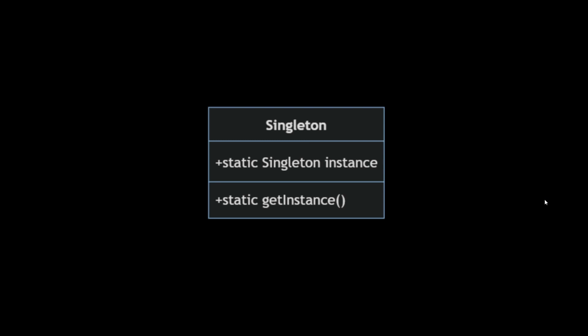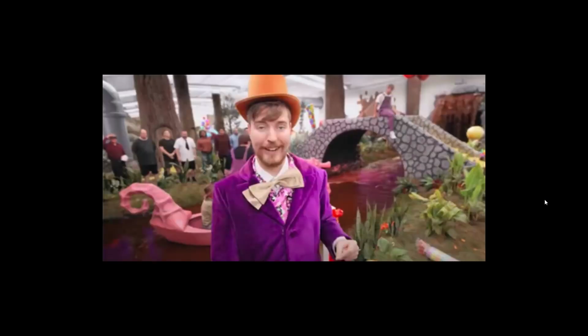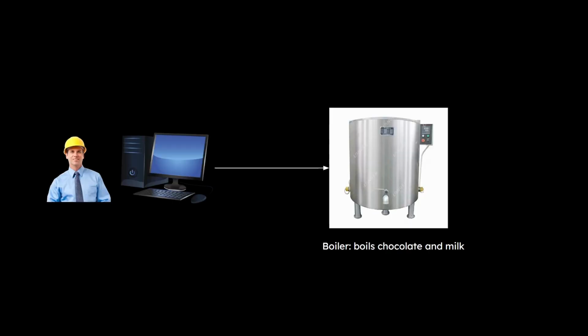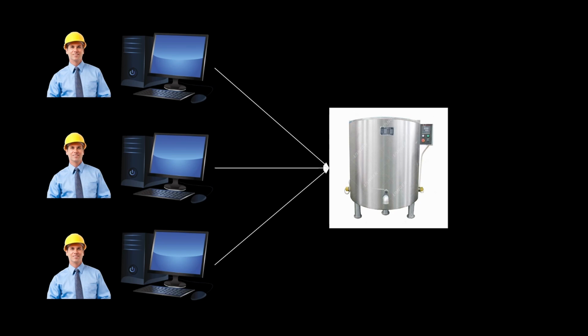Let's try to understand this with an example. In a chocolate factory, there are computer controlled boilers. The job of the boiler is to take in chocolate and milk, bring them to a boil, and then pass them on to the next phase of making chocolate bars. Now, in this factory, there is only one boiler and multiple engineers can handle it via code. You need to make sure that no material is wasted and only a single instance of the boiler is shared among all engineers. Let's start building our chocolate boiler class.